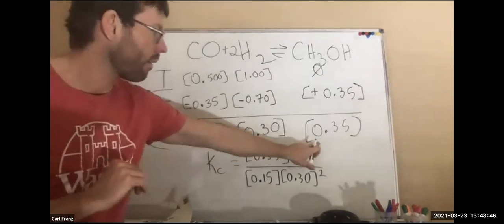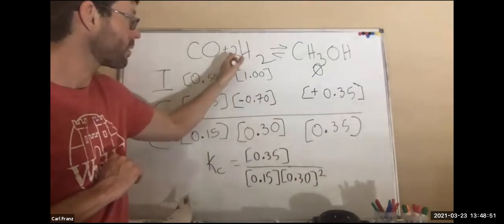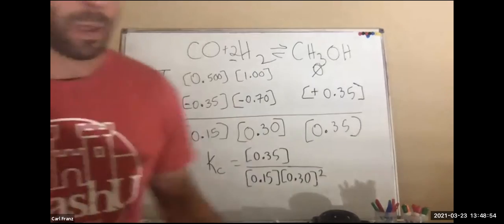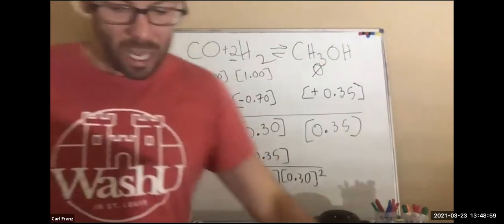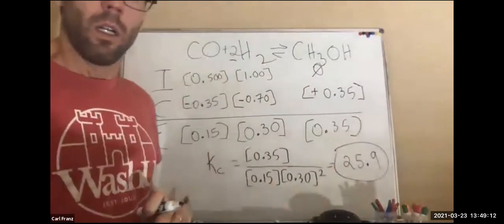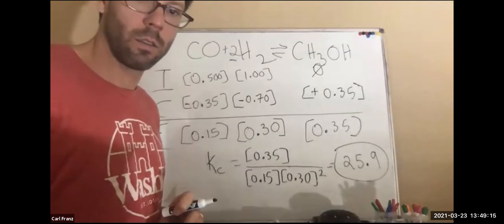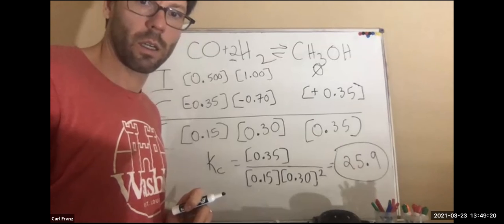So 0.35 divided by 0.15 times 0.30 to the second power because of this 2 coefficient. What do we get for that? 25.9. Thank you. All right, and that's our answer. Okay. All righty.